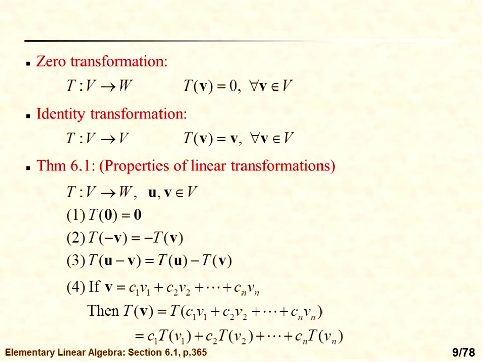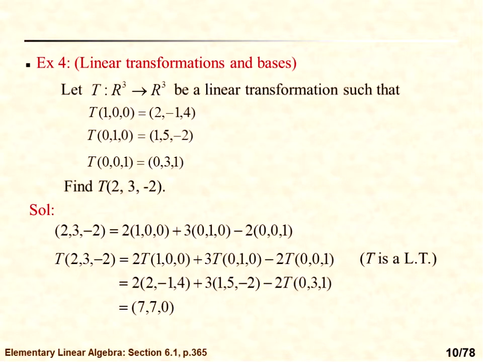So there are some definitions. What is a zero transformation? Zero transformation means a transformation from V to W such that the transformation of v is equal to 0, then we say that it is a zero transformation. And what is the identity transformation? When the transformation is from V to V, then the transformation of v is equal to v for all v belonging to V. So there are some small definitions. Transformation of 0 is equal to 0, and transformation of minus v is equal to minus transformation of v. Transformation of u minus v is equal to transformation of u minus transformation of v. And if v is a linear combination, then the transformation of v is equal to c1 times the transformation of v1 plus c2 times the transformation of v2, and so on. So these are some small definitions that you have to memorize.